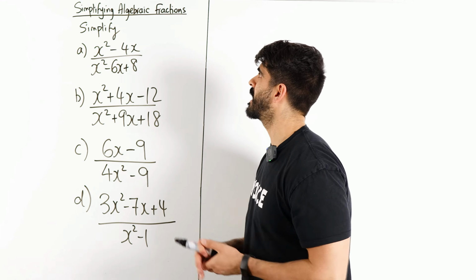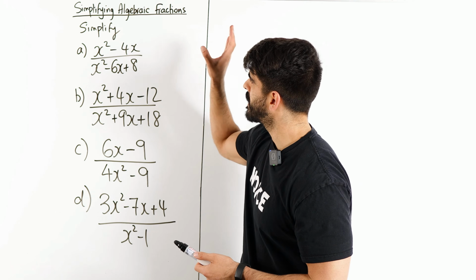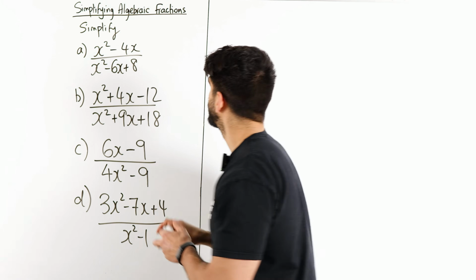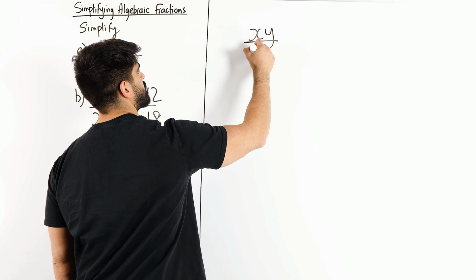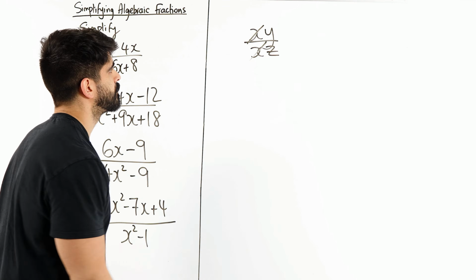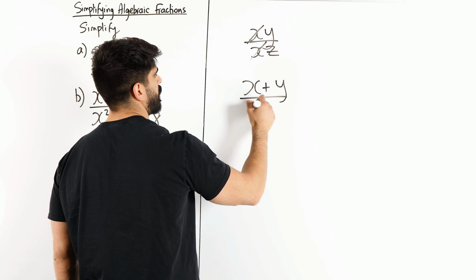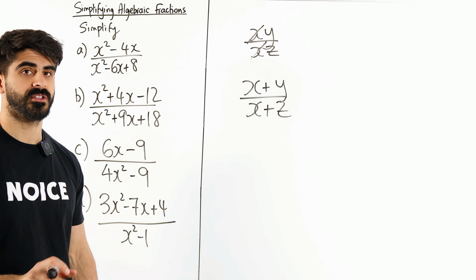So to simplify algebraic fractions is very simple. We just need to rewrite everything as multiplication. Because when we have fractions, if I have something like xy divided by xz, the x's cancel here. However, if I write this, x plus y over x plus z, the x's do not cancel.